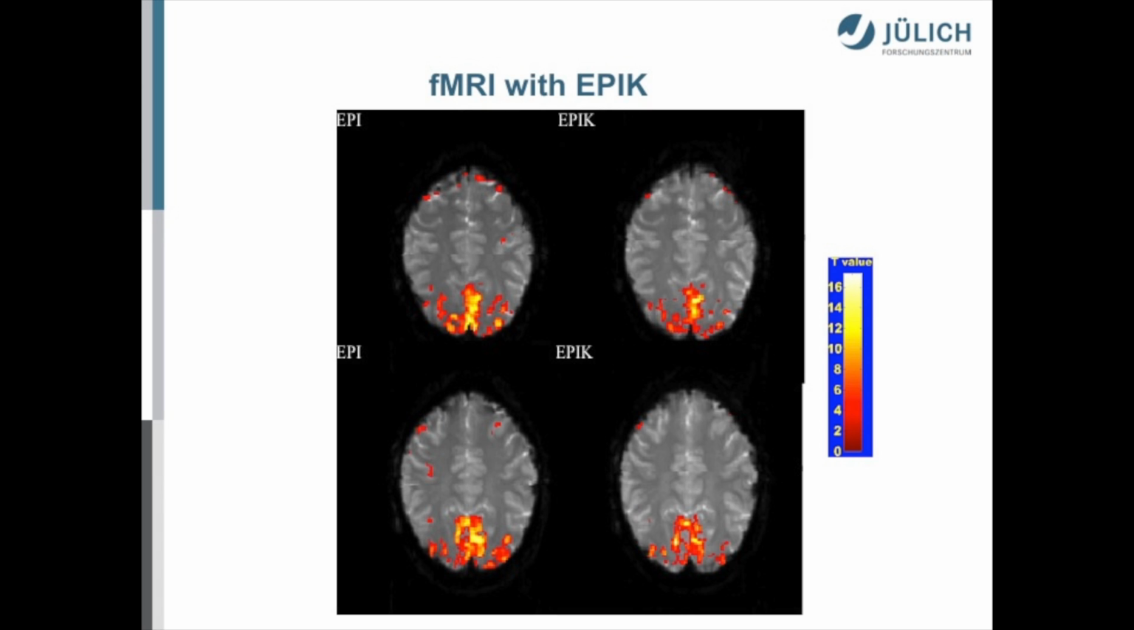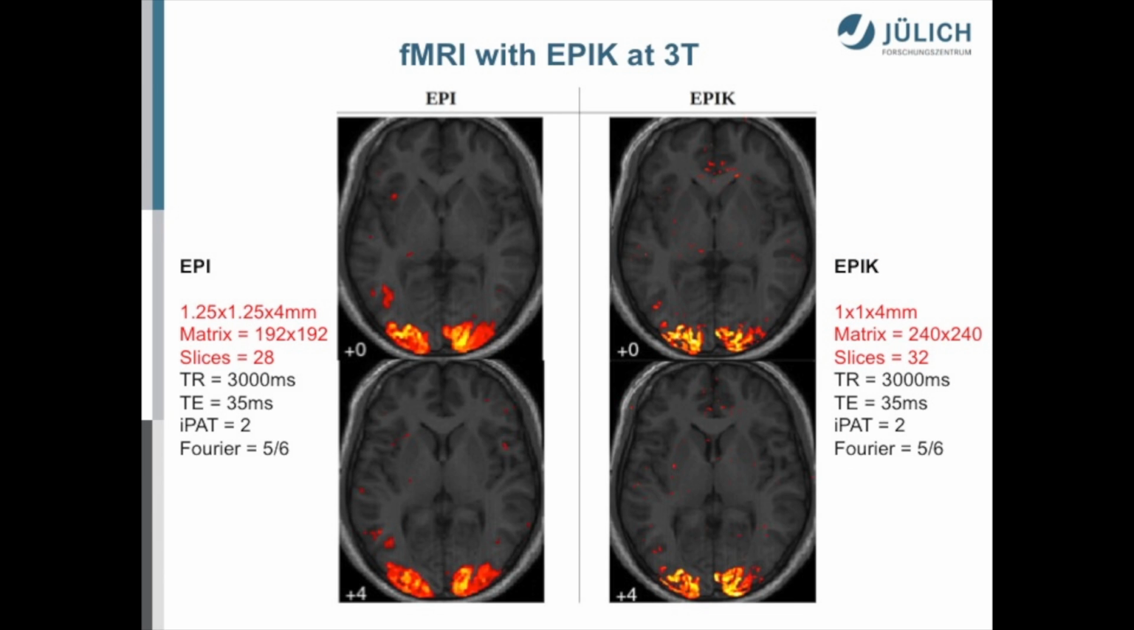This is a figure from the original paper. We just put the student who was doing this work in the scanner and flashed some lights at him. Said, okay, we can see visual activation in both. That's good enough. Let's move on. And we did, for about 10 years. And then we came back and thought, oh, we really need this technique again.